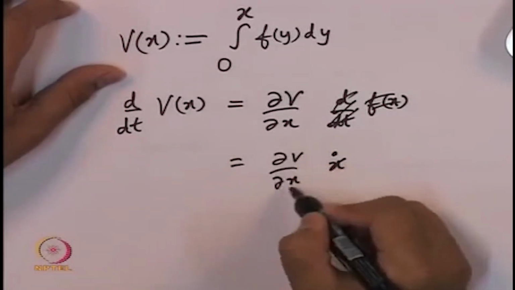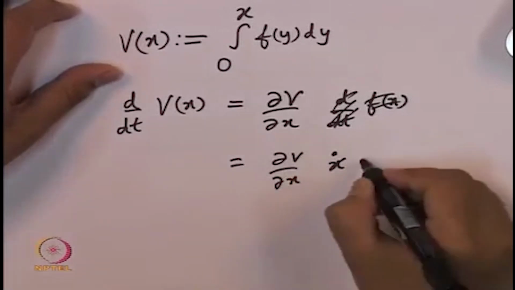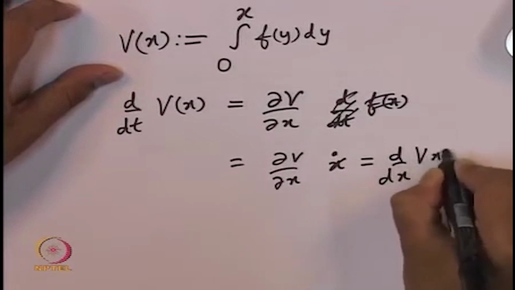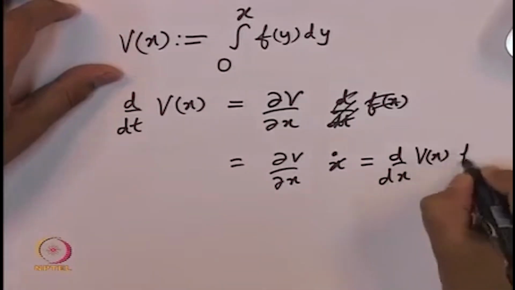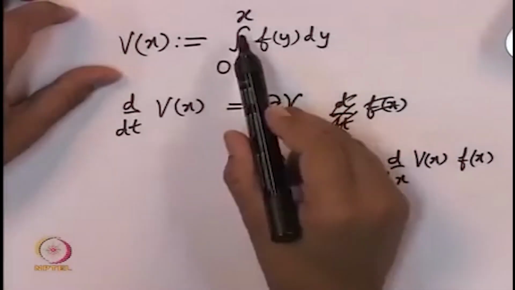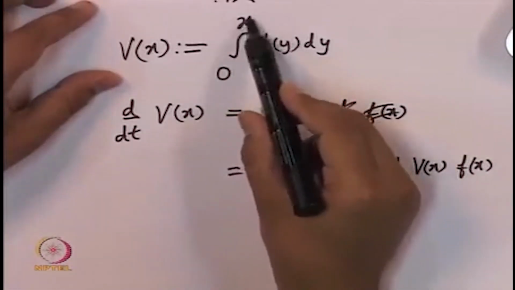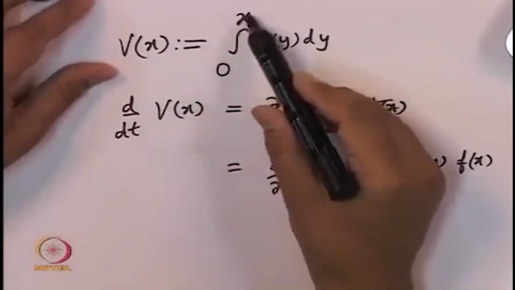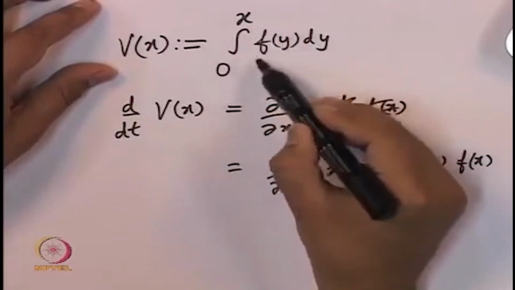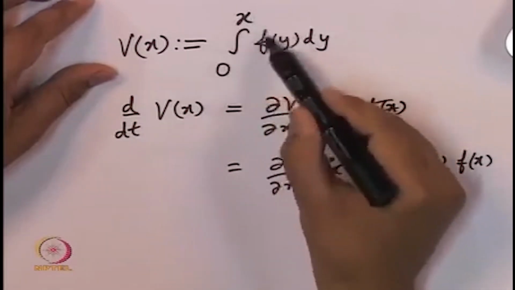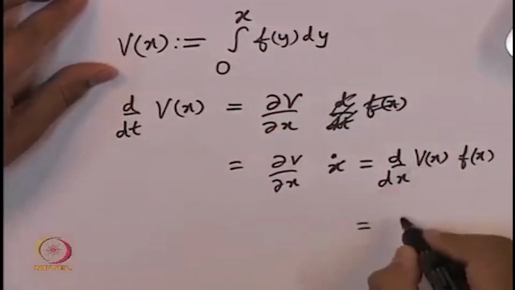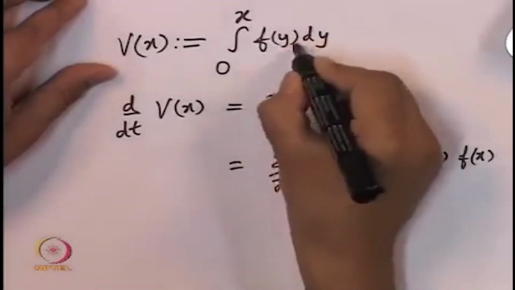So this partial derivative could also be replaced by an ordinary derivative. So this is d by dx of v of x times x dot, which is nothing but f of x. What does it mean to differentiate this particular function with respect to x? Here is a function which is growing with respect to x, growing at what rate? Precisely this f. When you differentiate such a function with respect to the end points, we get precisely the quantity that is inside.